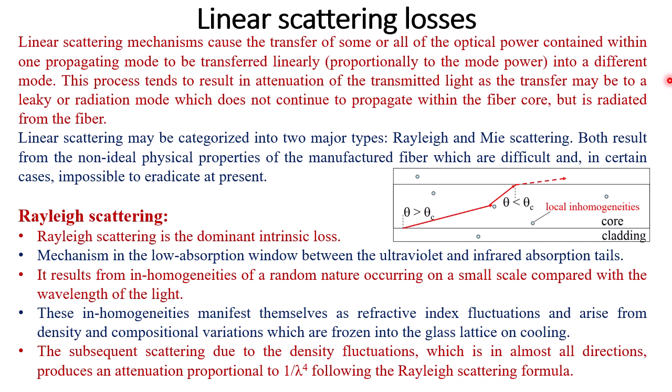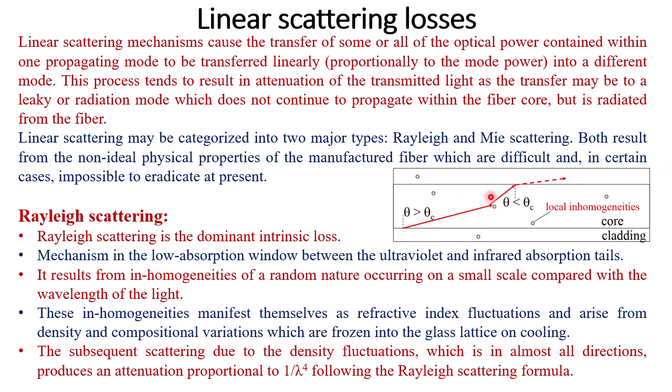Linear scattering may be categorized into two major types. One is the Rayleigh scattering and another is the Mie scattering. Both result from the non-ideal physical properties of manufactured fiber, which are difficult and in certain cases impossible to eradicate at present. Just consider this situation.